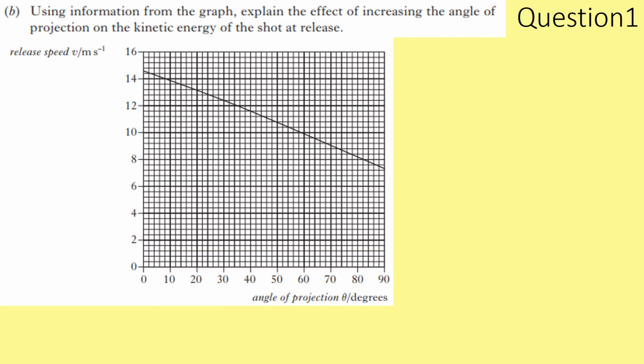Part B, using the information from the graph, explain the effect of increasing the angle of projection on the kinetic energy of the shot at release. Well, we can see from the graph that as the angle of projection increases, the velocity of release speed is going to decrease. And this is because within any system, we only have a certain amount of energy to use.